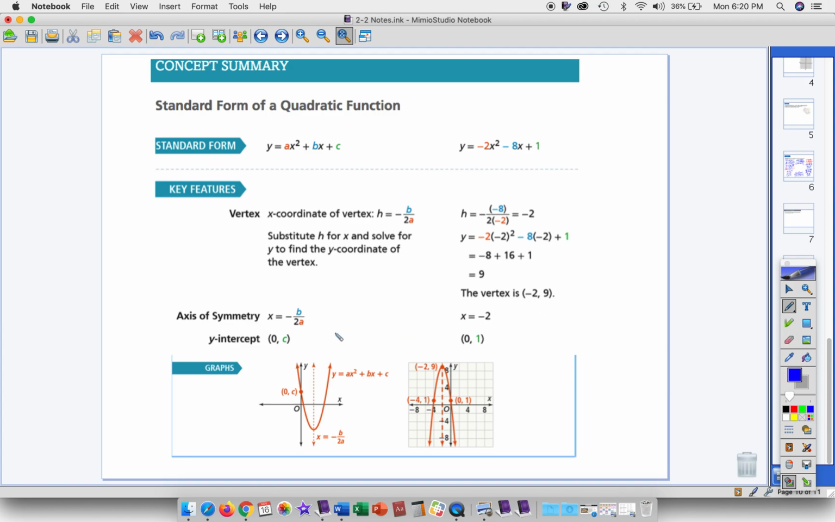The axis of symmetry, remember that's a line, so it's not just a number, it's x equal to negative b over 2a. So in this case, x equal to negative 2. The y-intercept, remember we always get that by letting x equal 0, which ends up being the constant of your function. So in this case, it's 0, 1. And then we can use those points to sketch the graph. We can plot the vertex, the y-intercept, and then use symmetry to get another point.